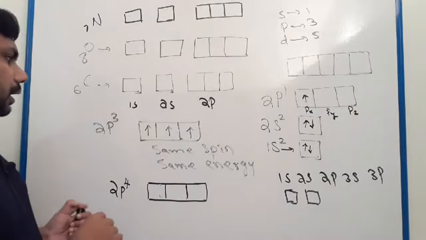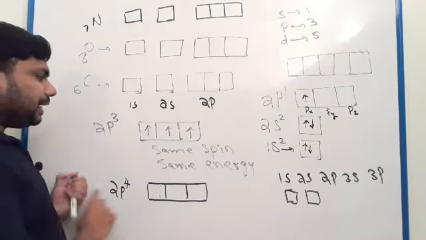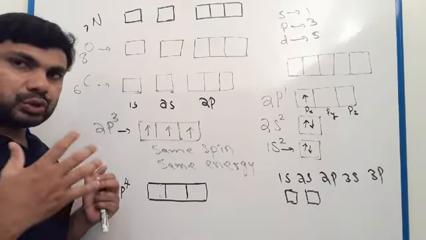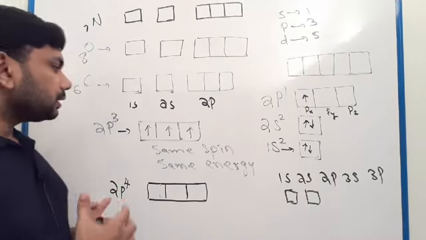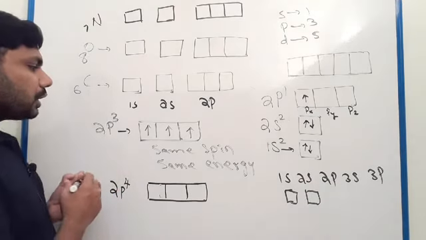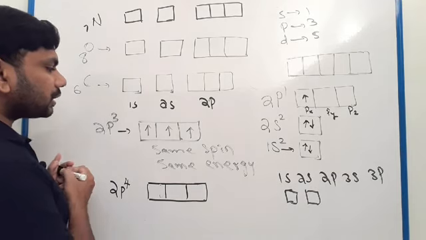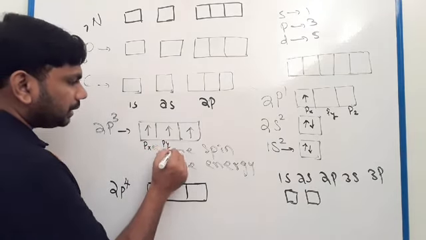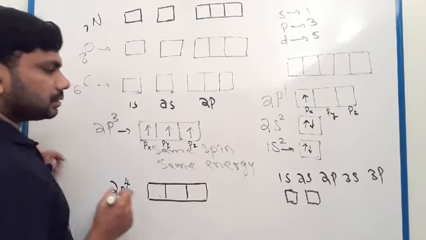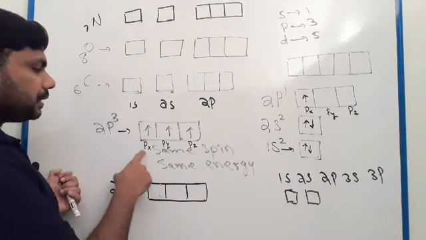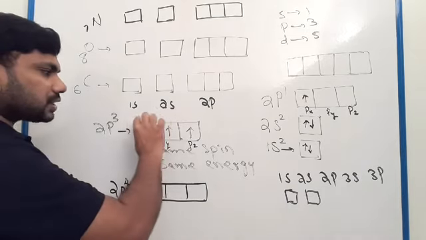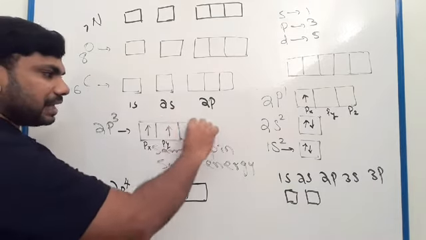Imagine 2p3. 2p3 means three electrons in the 2p subshell. The first electron will go to px, the second to py, the third to pz. So this is 2px, 2py, 2pz. All these orbitals have the same energy.